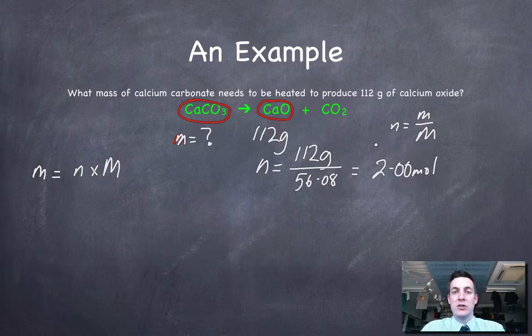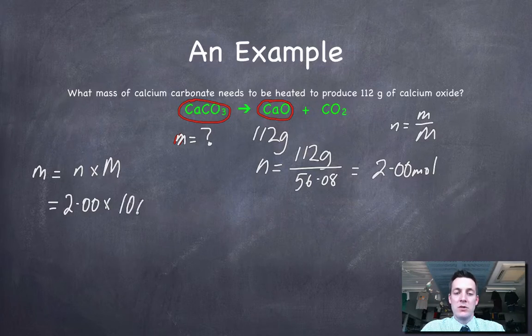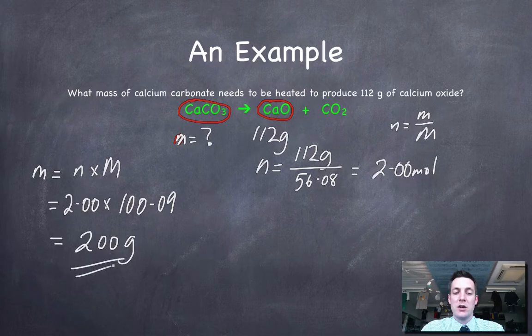Now the balanced equation tells me that there is 1 mole of calcium carbonate to every 1 mole of calcium oxide. So if I had 2 moles of calcium oxide forming, I must have had 2 moles of calcium carbonate to begin with. So the mass is going to be equal to 2.00 moles times the molar mass, which would be 40.08 plus 12.01 plus 48, and that is 100.09, which again, to 3 significant figures, because that's the lowest number of significant figures I've got in my data, is equal to 200 grams. Okay, so there's my answer.